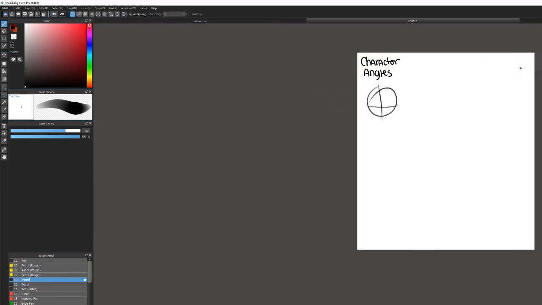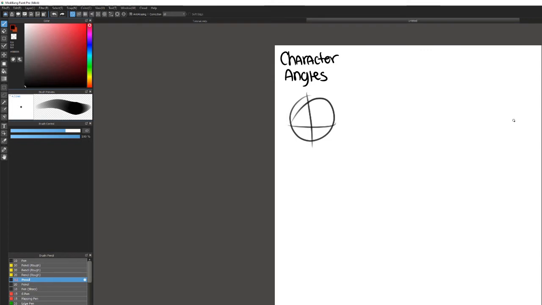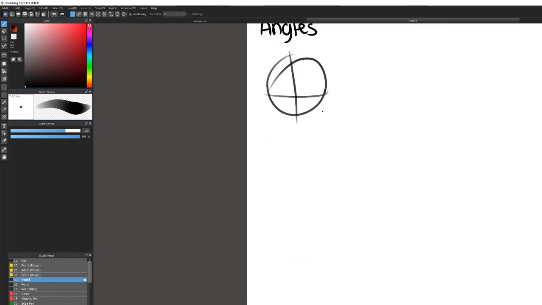So we're going to go over the basics, just very, very, very basic, using geometric shapes to figure out what angle we want our character to be in. Usually what you'll want to do is, I have the example here, you have a circle and you have what looks like crosshairs or an X mark or plus sign, however you want to see it. And this is what you would use to show a character looking directly at the camera.